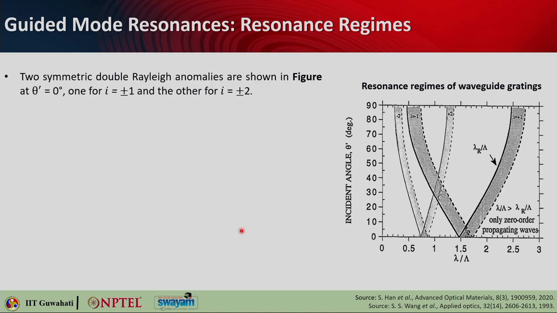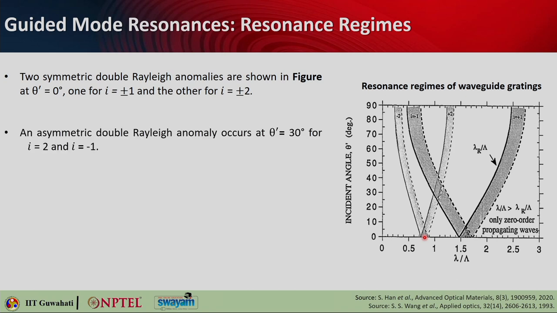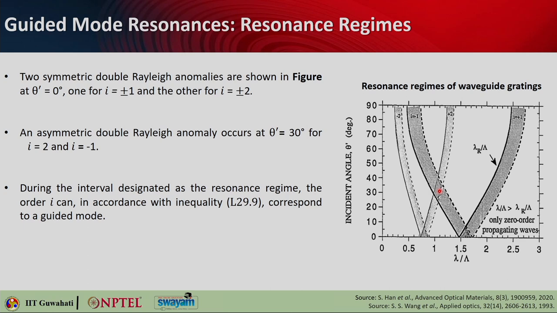Okay. So, the two symmetric double Rayleigh anomalies can be seen here. When the incident angle is 0 degrees, you can see it for i equals plus minus 1, there is a degeneracy, and the other one is for i equals plus minus 2. So these are basically symmetric double Rayleigh anomalies. There is also one asymmetric double Rayleigh anomaly that happens at theta equals 30 degrees, when i equals plus 2 and i equals minus 1.